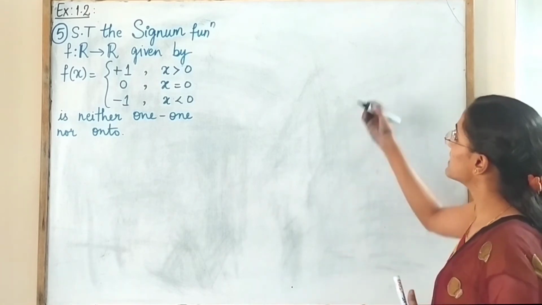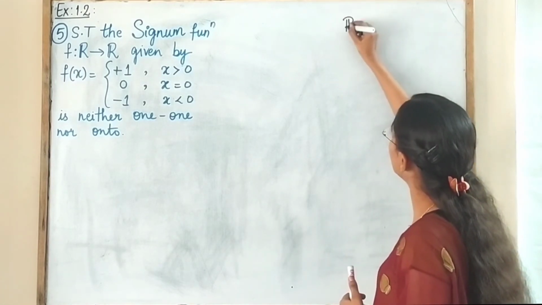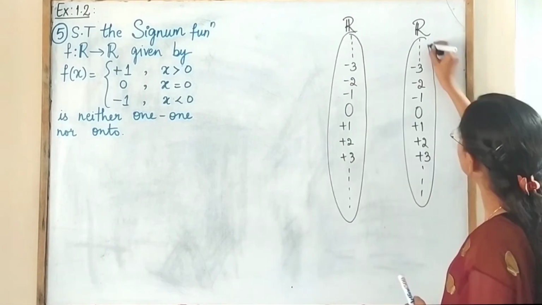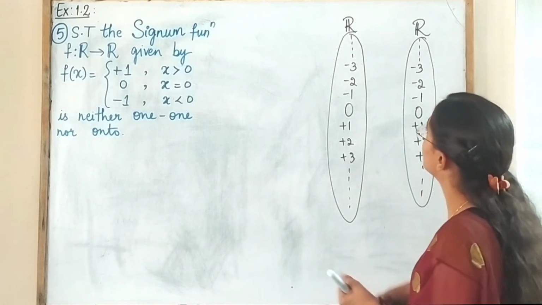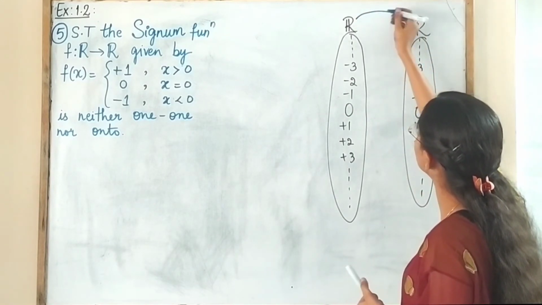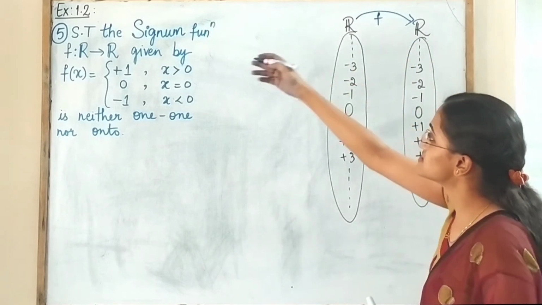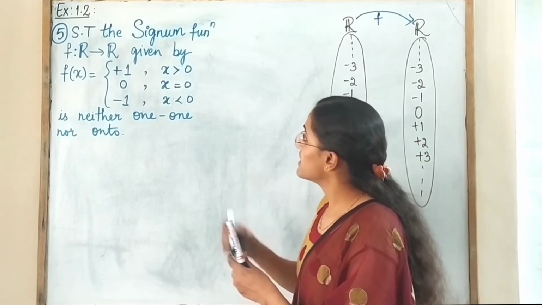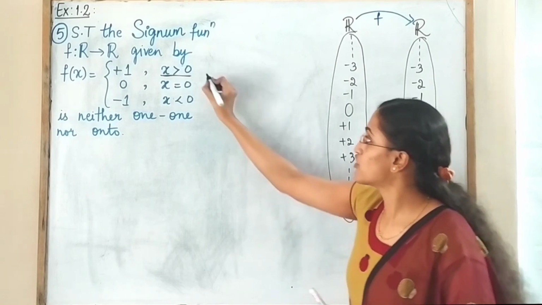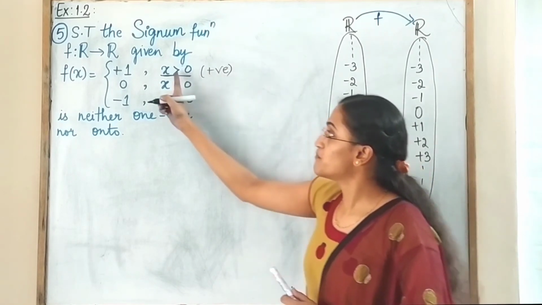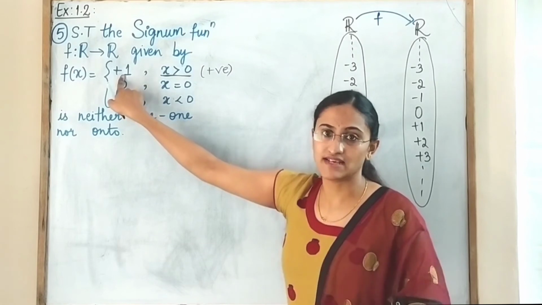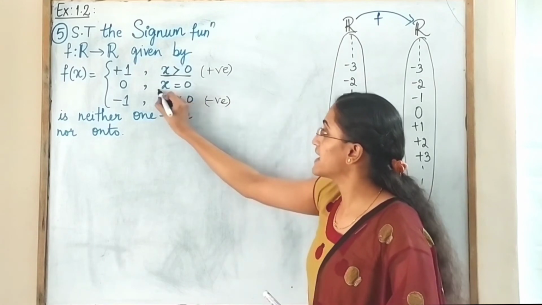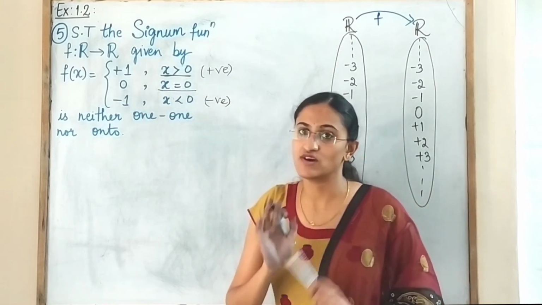Remember that if I am taking the signum function from the set R to the set R, I shall take a few numbers which I need again. Now the function f is defined from the set of real numbers to the set of real numbers as the signum function. As per the definition of signum function, for every x which is greater than 0, that is for all positive numbers, all the positive numbers will have the value +1. All the negative numbers will have the value -1, and x equal to 0 will have the value 0 itself.